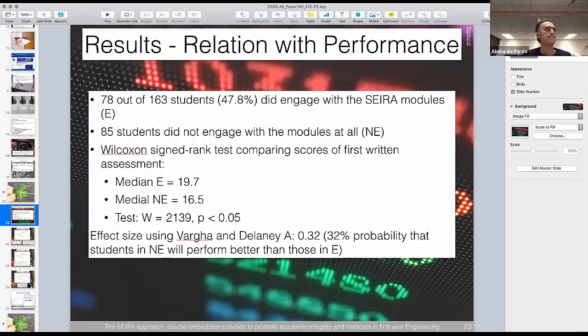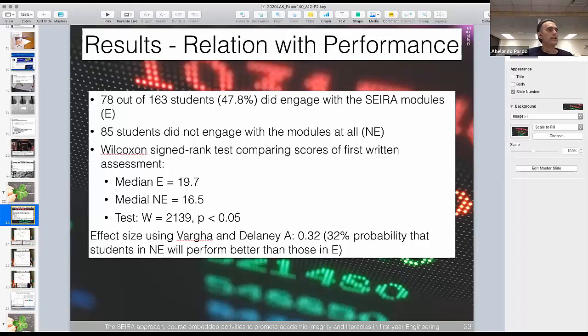The first quick test that we did is if there was any difference between these two populations in terms of the score of the first assignment. And again, this is not a randomized controlled trial. It's two populations that we have in there. And not surprisingly, we did get the two populations with separate medians in the written assignment. The first one had 19.7, the second one 16.5, and they were found to be a statistically significant difference.